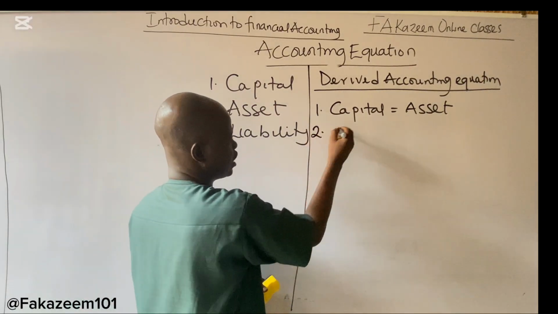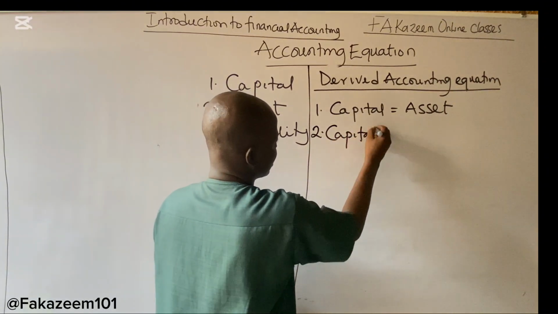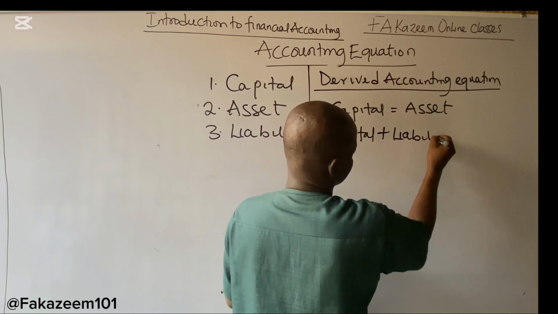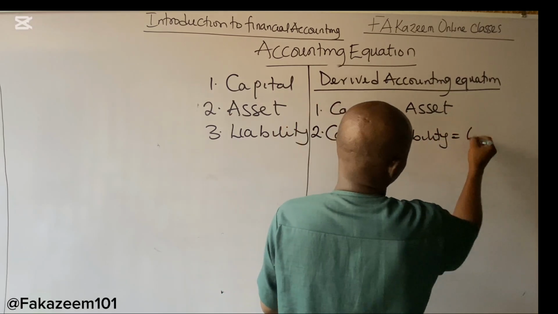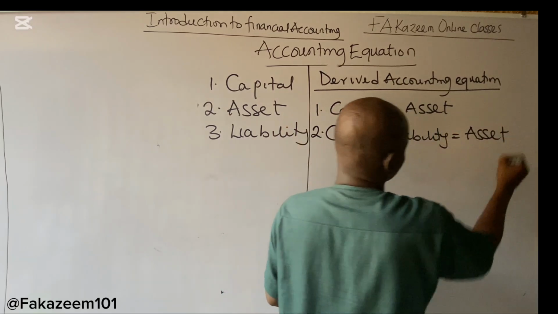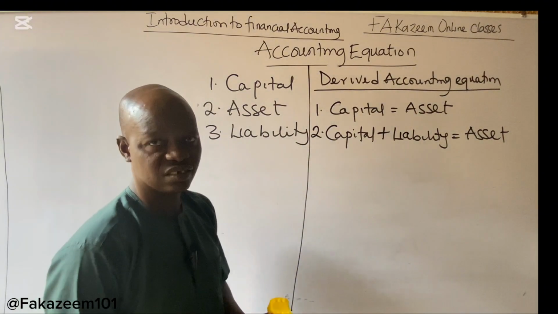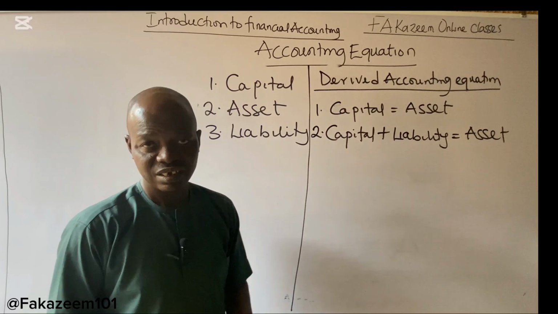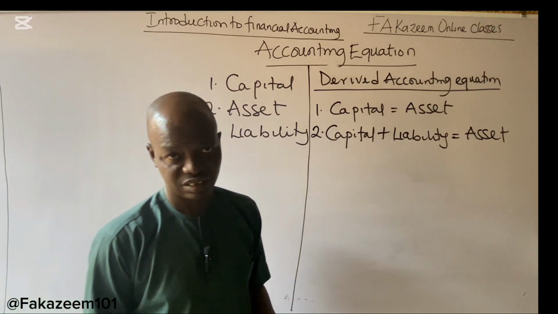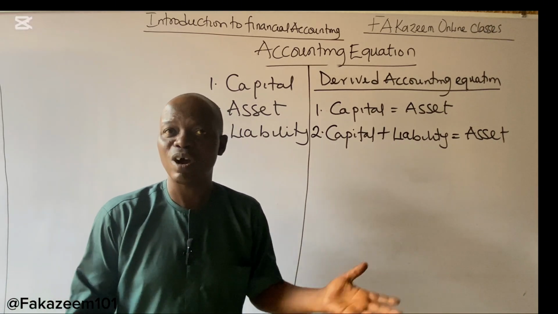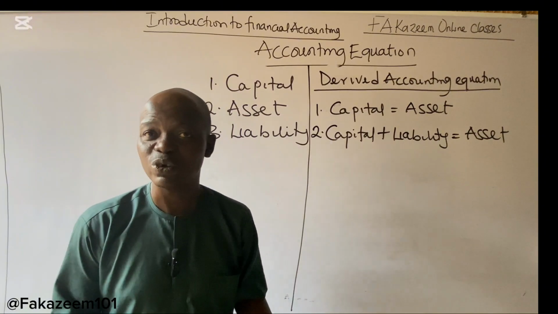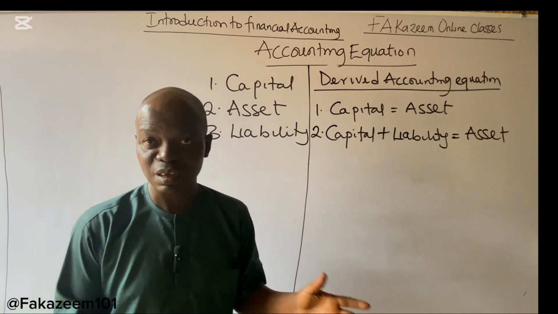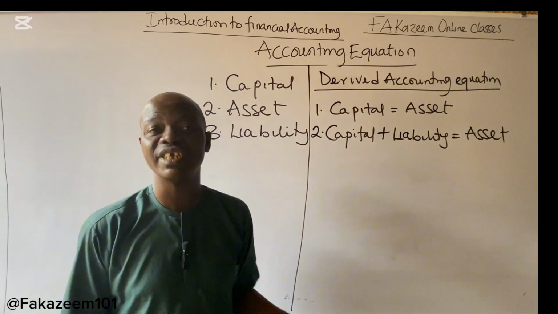Equation 2 is when we say capital plus liability equals asset. What do we mean by this? For example, you have introduced 1 million naira into the business to acquire a delivery van, and you don't have any money again, and you are producing pure water. You need money to stock table water and pure water, but there's no money again.